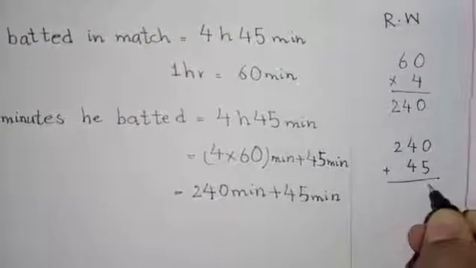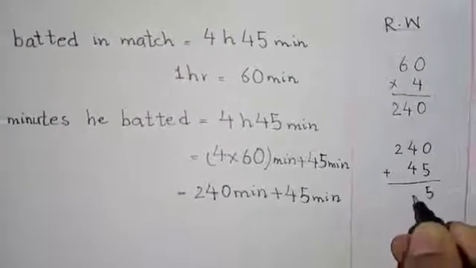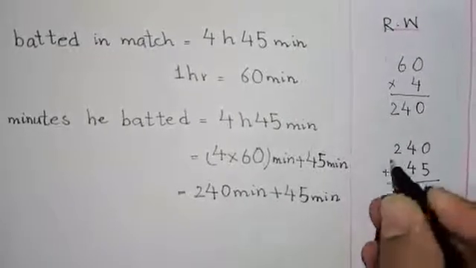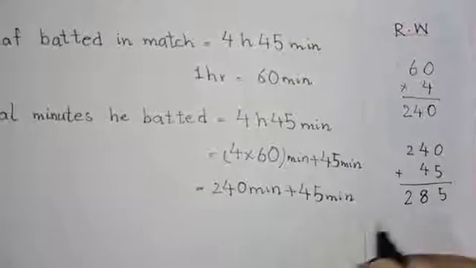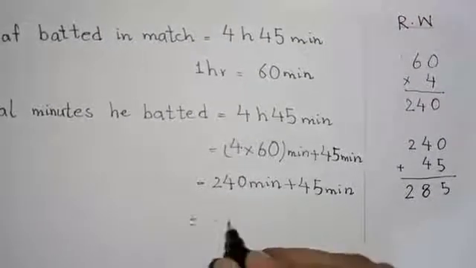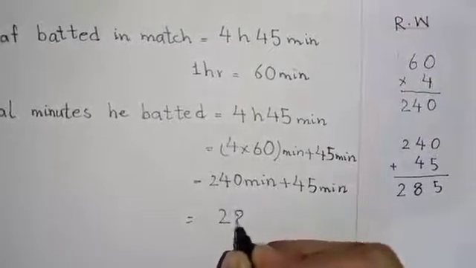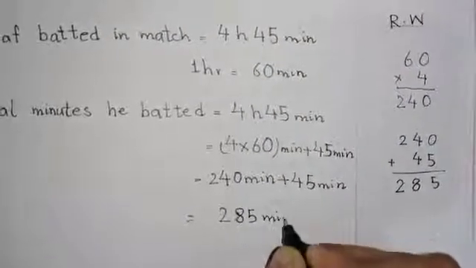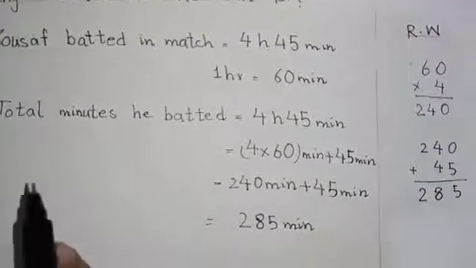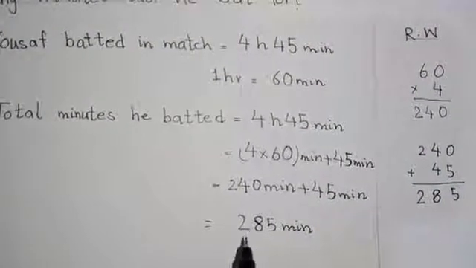0 plus 5, it's 5. 4 plus 4, it's 8. And 2 as it is. So the answer is 285 minutes. What is the answer? 285 minutes. It means total minutes he batted is 285 minutes.